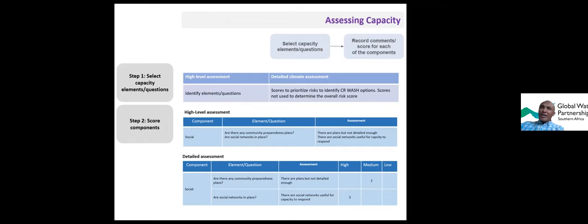So again, high level and detail level assessment. For example, if you want to consider social system capacity assessment at that level, you can check the different elements. For example, do any community preparedness plans exist? And are there any social networks in place? For example, if there's a flood, communities can work as networks and respond quickly, collectively, and then they have better capacity. So those aspects you have to consider in your assessment. Let me go to the next slide, please.